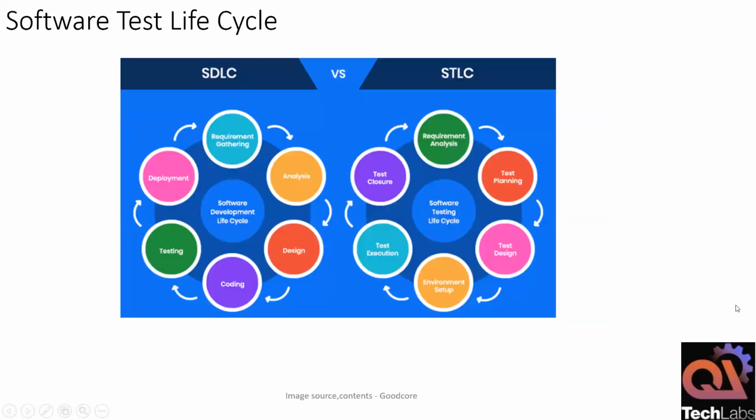Now let's understand, from the continuation of workshop 1, what is the difference between SDLC and STLC. SDLC means software development lifecycle. STLC stands for software test lifecycle. Clear? So software development means all the phases that are involved in developing a software product.